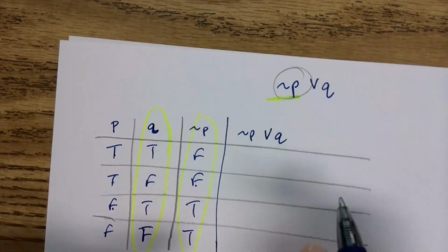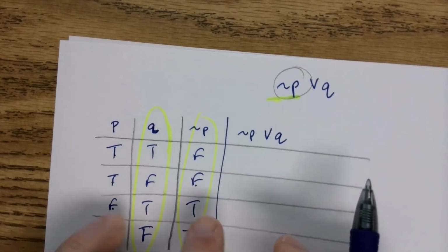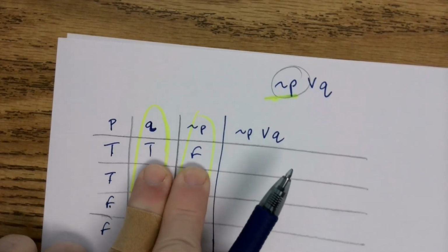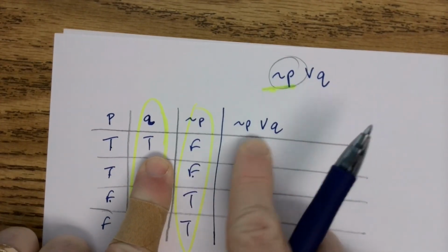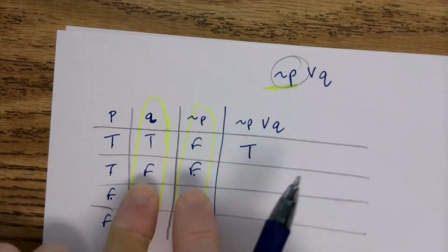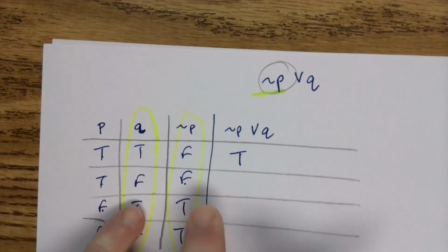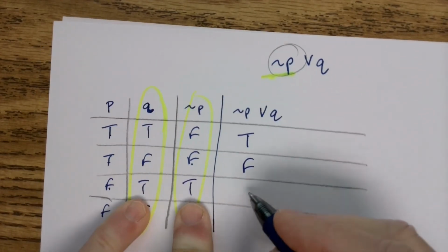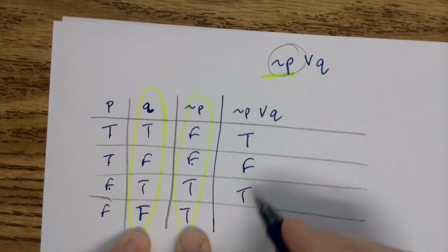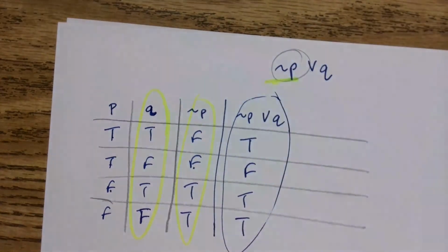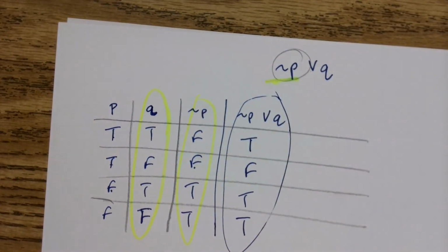So here's my final answer. I'm not going to look at the P column anymore. I'm only going to look at these two. If one is true, then the OR is true. If both are false, then it's false. If both are true, then it's true. And if one is true, an OR is true. And so this column right here is your final answer. Piece of cake, right?